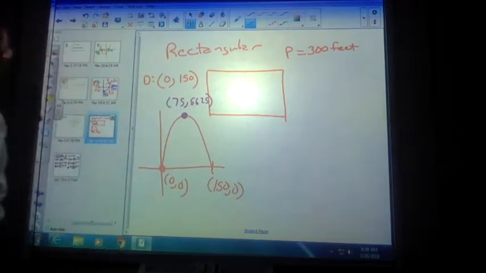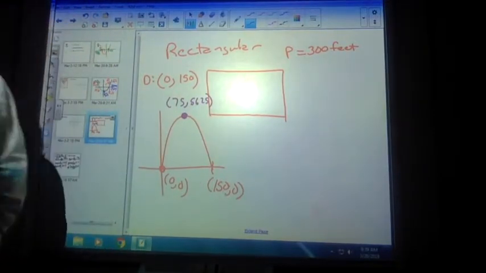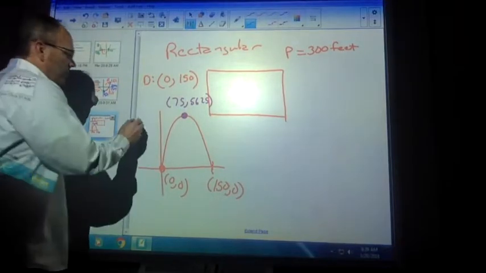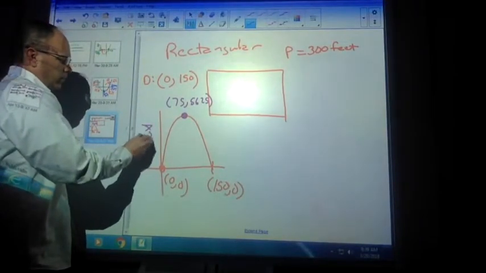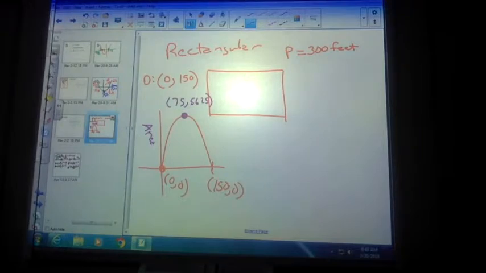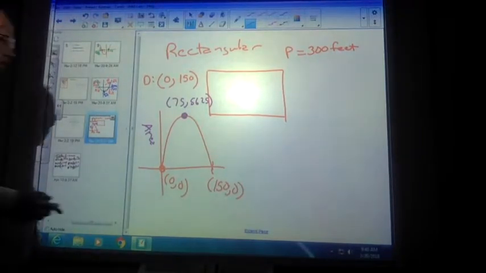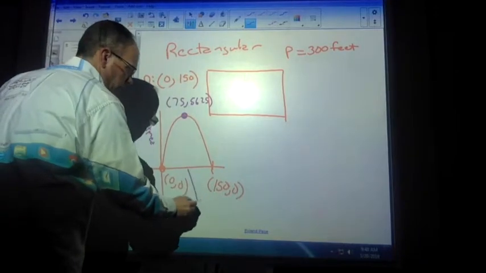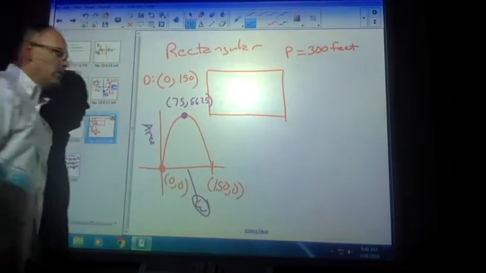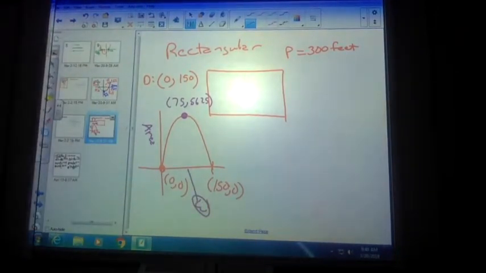5625? Yep. Okay. And they say that this is the area. How do I find the area of a shape? Length times width, as far as a rectangle. And this is the width. They're calling this the width. Okay? So, this forms a parabola.